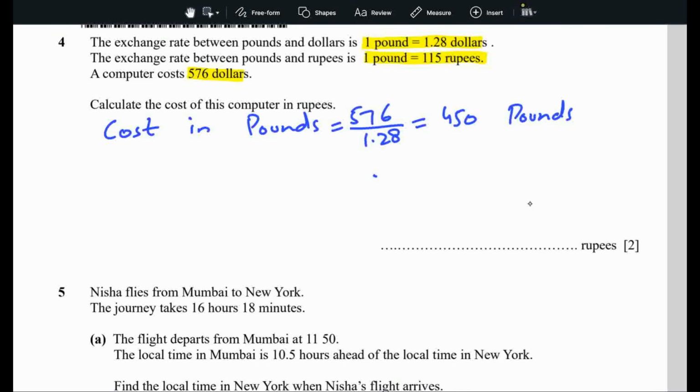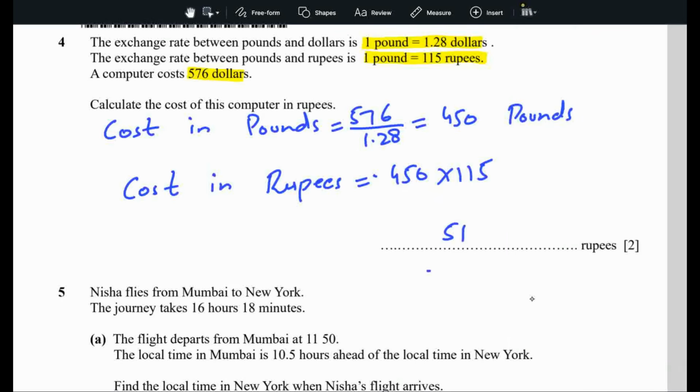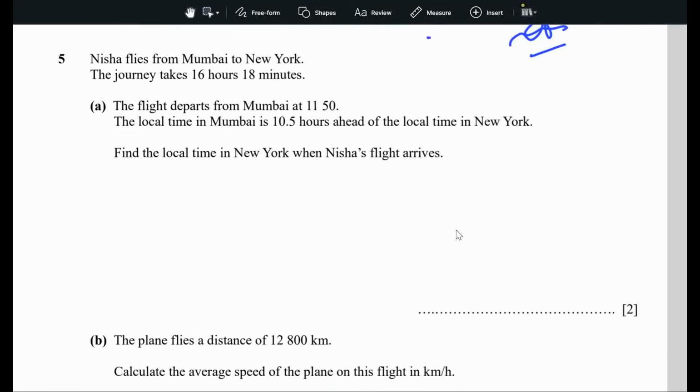Now, cost in rupees. So cost in rupees will be equal to 450 multiplied by 115. So multiply by 115. This will be equal to 51750. Let's move to question number 5.